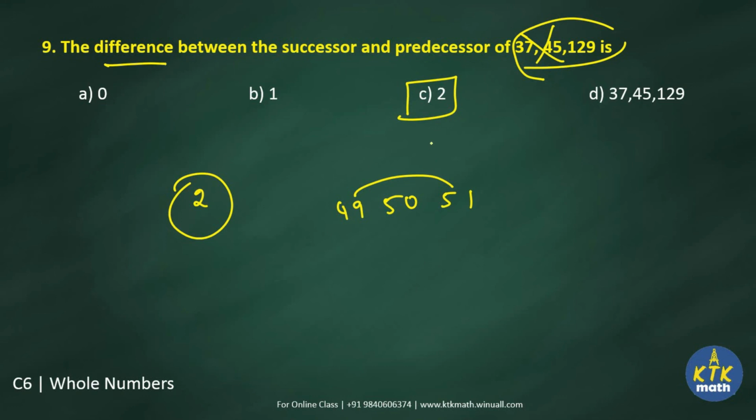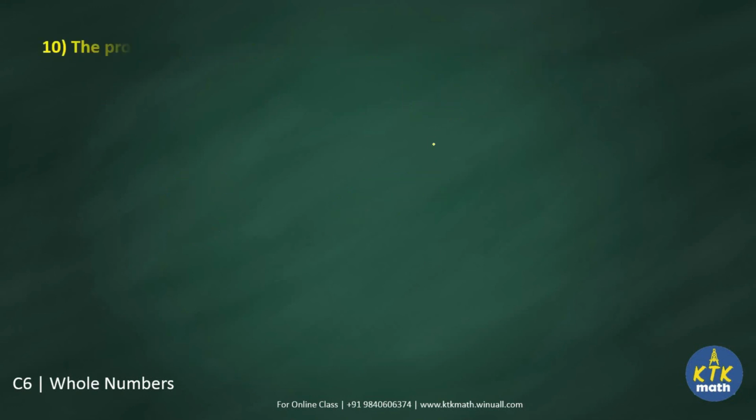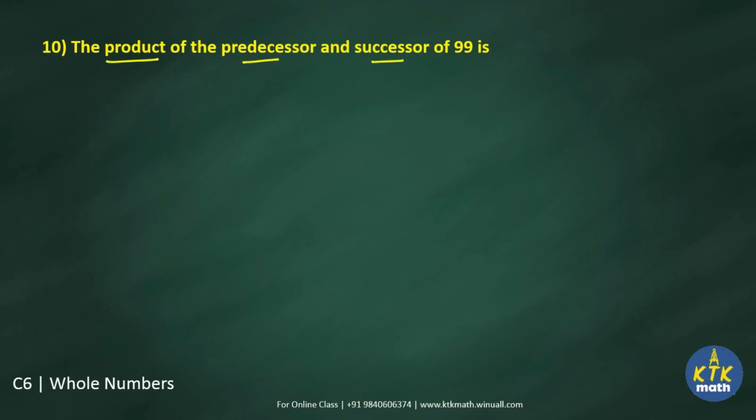Okay. Now let us move to the last question of this video. The product of the predecessor and the successor. Again this question is based on predecessor and successor, but they are asking for the product. Product means what? You need to multiply. So let's check the answers here.